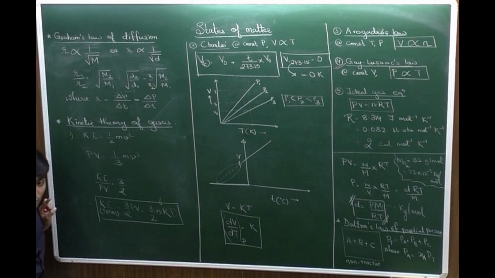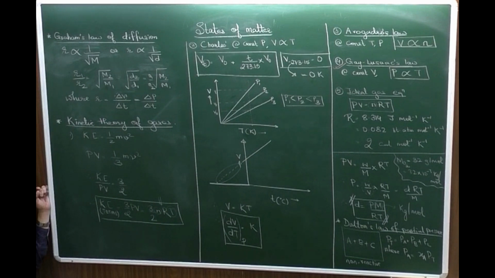Even when you take the ratio, let's say in Charles' law two temperatures are given, 100 degrees Celsius and 200 degrees Celsius, the ratio of that will not be 1 by 2. It will be 373 by 473, obviously different. So remember, never ever take the temperature in degrees Celsius. In any of the formulas, we are not taking the temperature in degrees Celsius. It's always the absolute temperature in Kelvin.